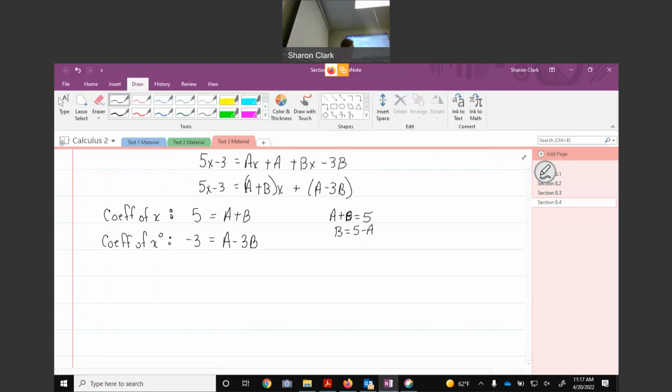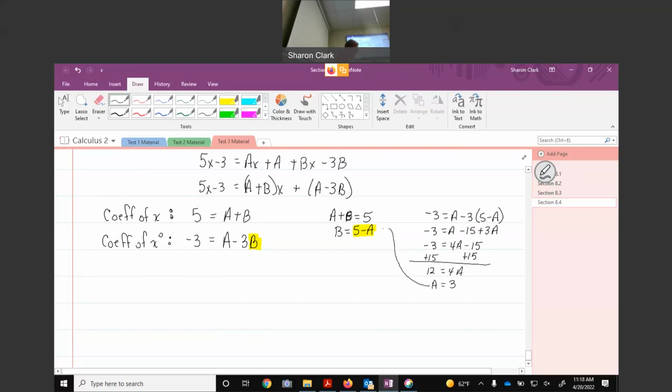Okay, so now we're going to substitute that in for the b in the other equation. So -3 equals a minus 3 times 5 minus a. So notice it's all a terms: minus 15 plus 3a. -3 equals 4a minus 15. Add 15. 12 equals 4a. So a equals 3.